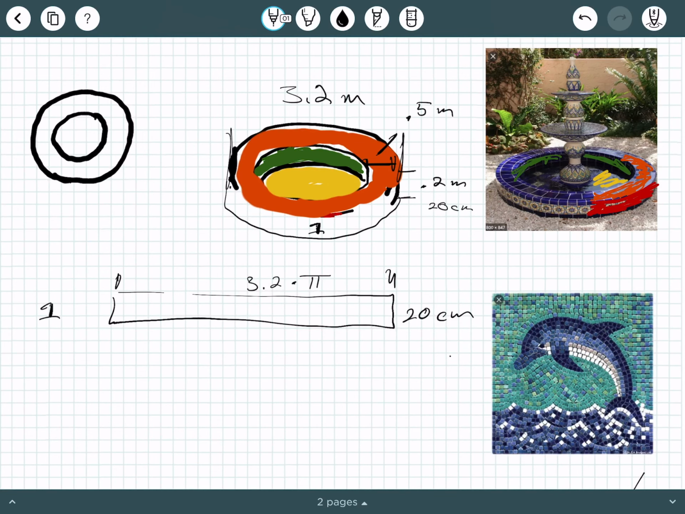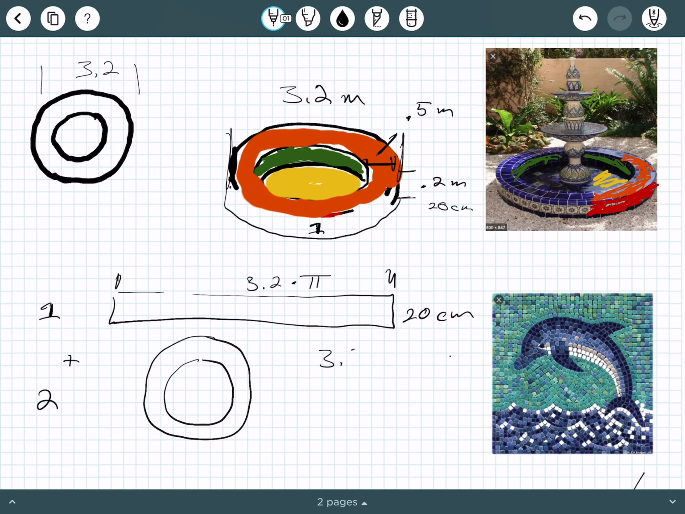Then we're going to have to add in piece number 2. For piece number 2, you're going to have to take 3.2. That's going to be your diameter. Now, what you're going to have to figure out is area. So for 2, when you have this double circle thing, you'll have to take 3.2 over 2 to get your radius.